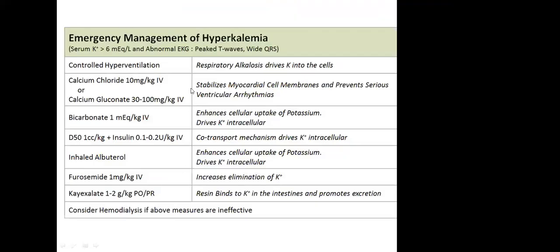What is the work of the various components which we choose in managing hyperkalemia? First step, when we are in ICUs, we start the patient on hyperventilation. This causes respiratory alkalosis. This drives potassium into the cell, but we are not removing potassium from the body. Second step, which all of us do, calcium gluconate, 30 to 100 mg per kg, stabilizes the cell membrane potential and prevents severe ventricular arrhythmia.